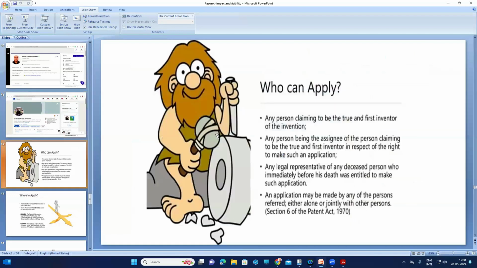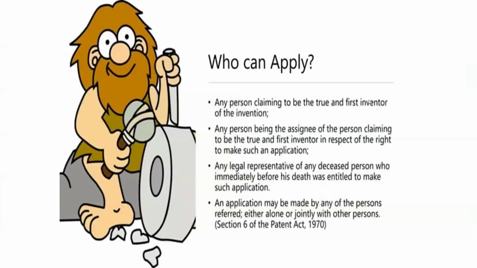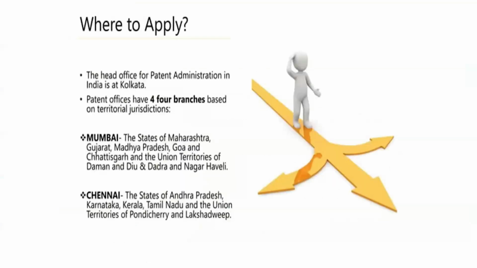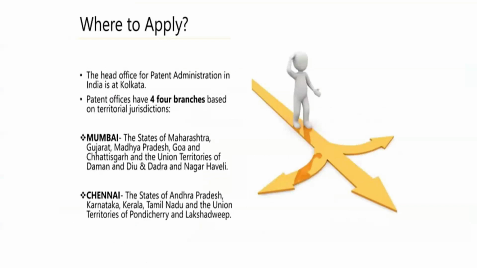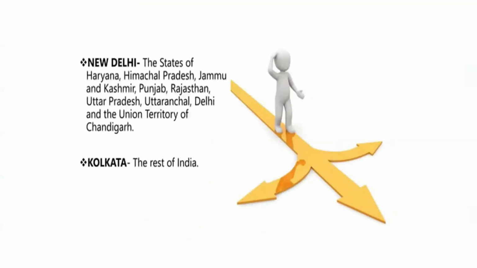The last part was about patents. I'll quickly go through it. Who can apply? Everybody can apply. Don't worry about this. This is something which normally people ask, so I can tell you, anybody can apply for this. Where to apply? Now there are 4 branches: Mumbai, Chennai, New Delhi, and Kolkata. These are the 4 branches where you can apply for the patent.